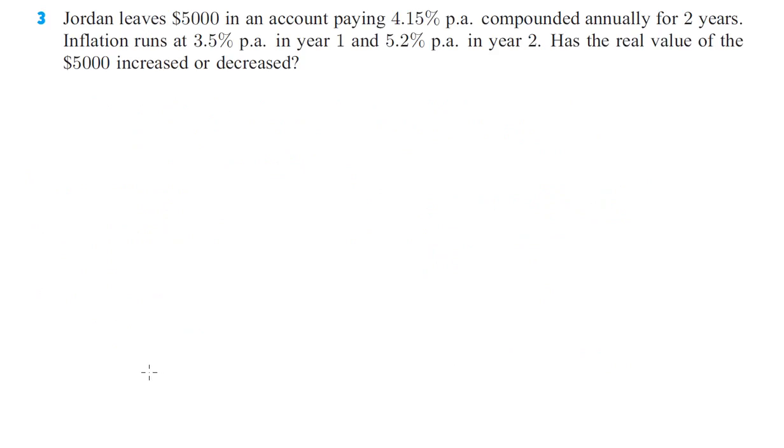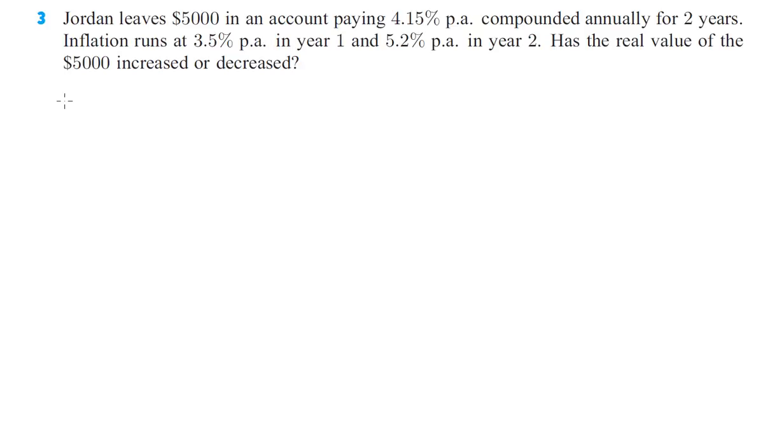Number 3. Jordan leaves $5,000 in an account paying 4.15% compounded annually for 2 years. Inflation runs at 3.5% in year 1 and 5.2% in year 2. Has the real value of the $5,000 increased or decreased? So let's find that out.